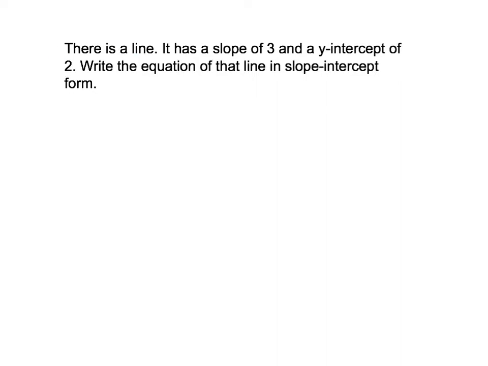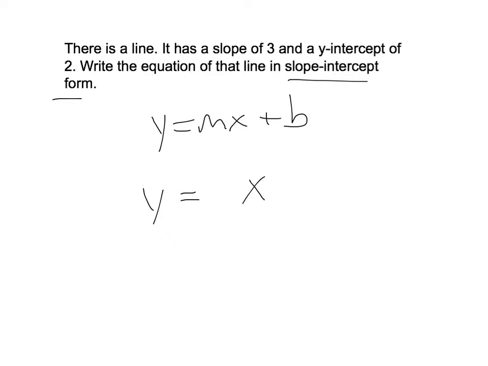So there's a line. It has a slope of 3 and a y-intercept of 2. We're going to write that equation in slope-intercept form. Okay, so slope-intercept form, what does that mean? Well, it means y equals mx plus b. And we know that y equals and the x are going to stay, but we just are going to replace m and b.